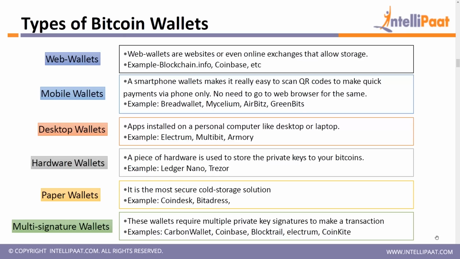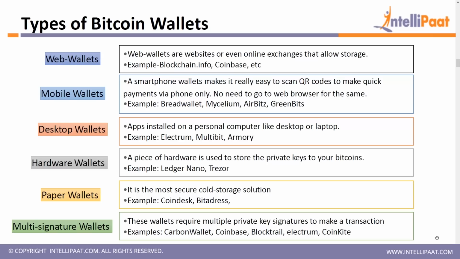Mobile wallets. A smartphone wallet makes it really easy to scan a QR code to make quick payments via phone only. No need to go to the browser for the same. Examples: Bread Wallet, Mycelium, Airbitz, Greenbits, etc. Since now we are very friendly with our mobile phones and gadgets, mobile wallets were introduced, and like Paytm and other apps, you can use QR codes of your Bitcoin and do purchases and sales over the Bitcoin network.